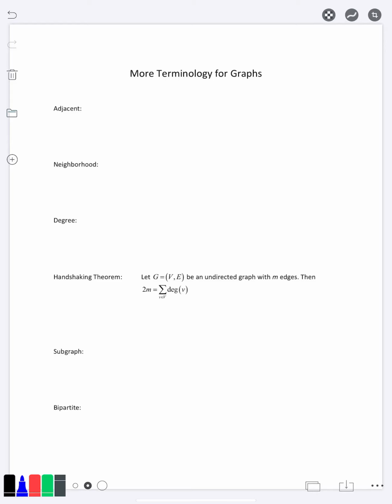We have some more terminology that we're going to need when talking about graphs. The first is adjacent, and that is when you have points on the graph that are connected. So we'll look back at the Bridges of Konigsberg here. Look at that graph.